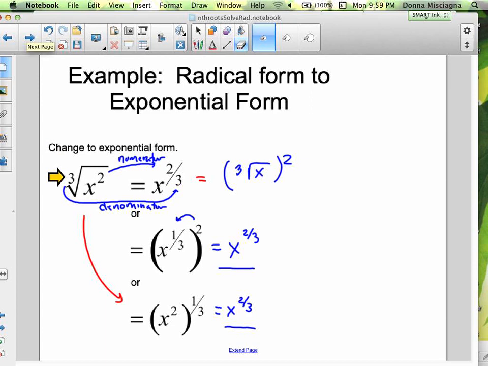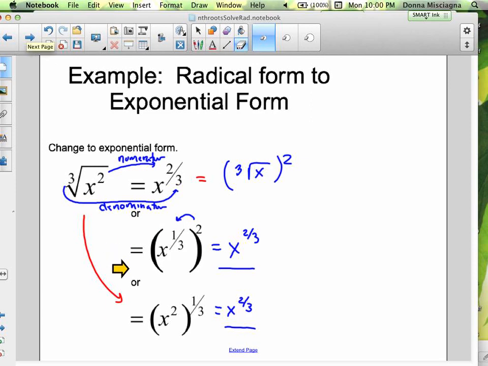So change to exponential form. The exponent becomes the numerator of the exponent, and the index to the radical becomes the denominator. So the cube root of x squared is the same as x to the 2/3 power. If you like, you can use parentheses on this one, but it'll be the same either way because x is positive. We could also rewrite the cube root of x squared as x squared to the 1/3. When we raise a power to a power, we multiply those exponents. So 1/3 times 2 is 2/3. So x to the 2/3 is the same as the cube root of x squared.